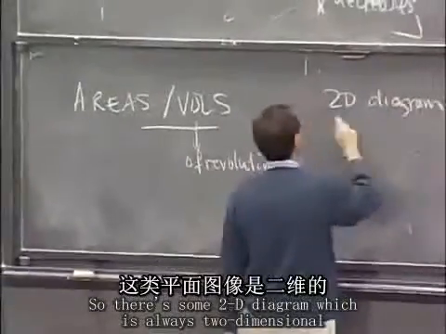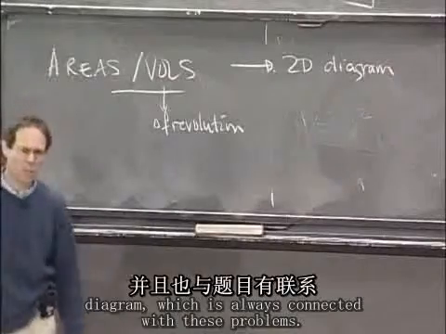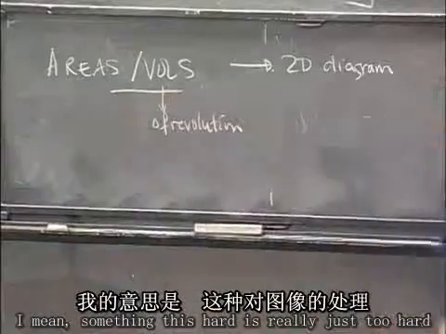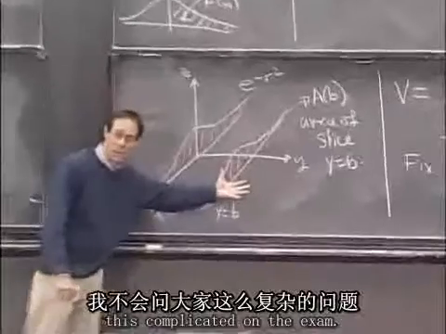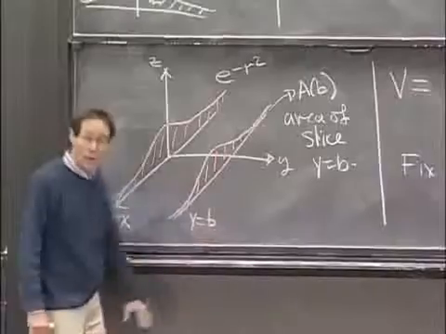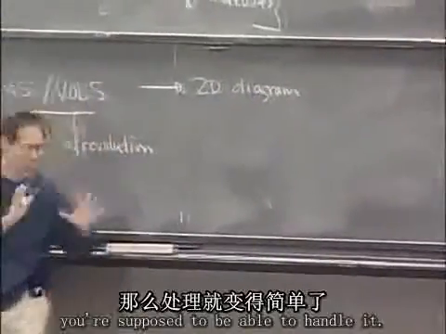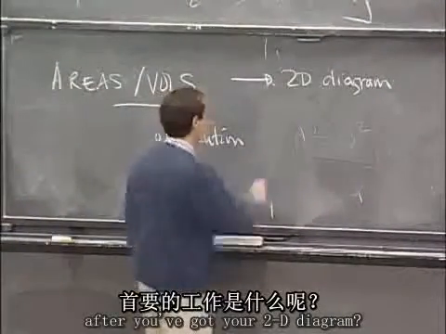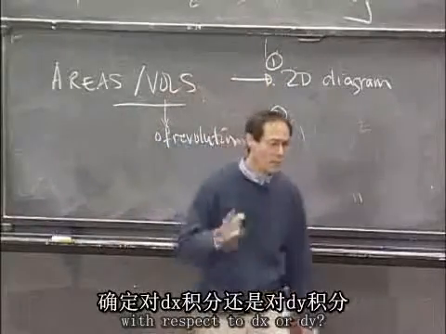So there's some two-dimensional diagram, which is always connected with these problems. I mean, something this hard is really just too hard to do on an exam, right? I'm not going to ask you something this complicated on an exam because this involves a 3-dimensional visualization. But once you're down to 2D, you're supposed to be able to handle it. Now, what's the main issue after you've got your 2D diagram? The main issue is, do you want to integrate with respect to dx or dy?